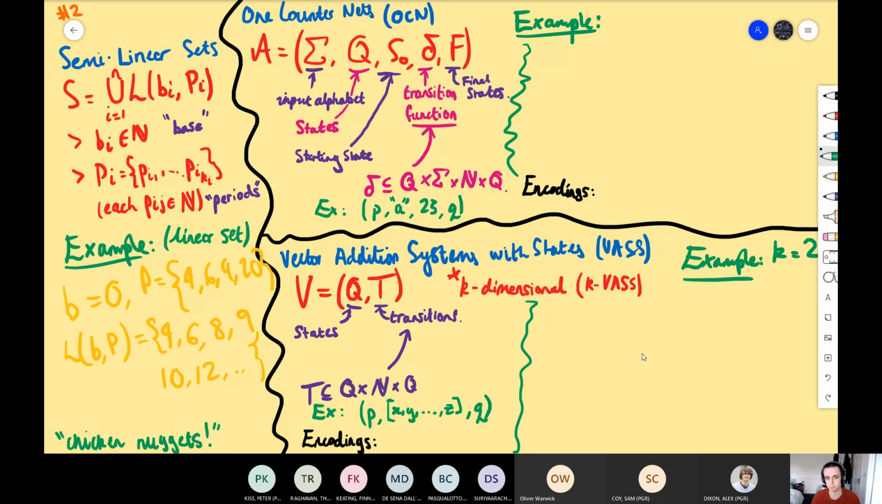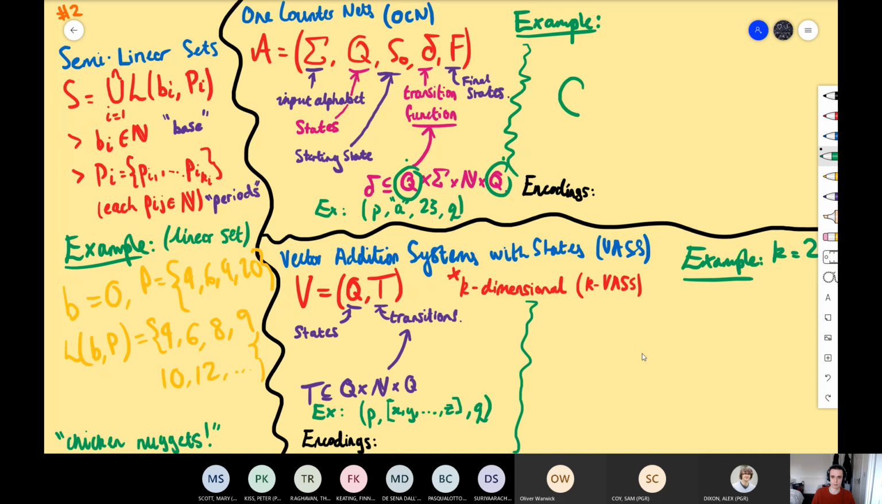For one counter net, I've written out the formal tuple that makes up a counter net. We have sigma, the input alphabet. So think of DFAs and NFAs here, because they're similar. Q is the set of states. Say S naught or Q naught, whatever you prefer, as your starting state. You have a transition function, which I'll talk about in a moment, and then you have a set of final states.